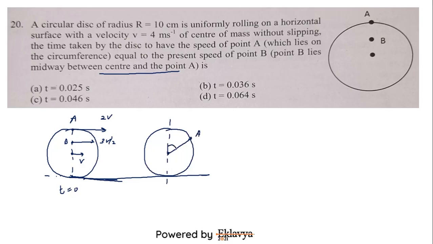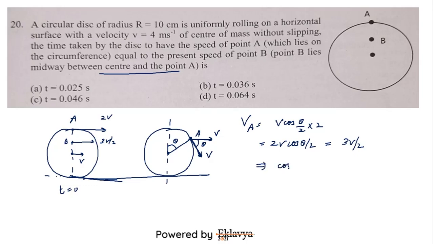That means the disc or the wheel may have undergone a rotation of angle theta. So at this point of time, A will have two kinds of velocity. One, a velocity tangential to the circumference, which is due to the rotation, and one due to the translation. These two velocity vectors will have an angle theta between them. So the resultant speed of A would be 2v cos theta by 2, and we want this speed to be equal to 3v by 2. This means that we want cos theta by 2 to have a value of 3 by 4.